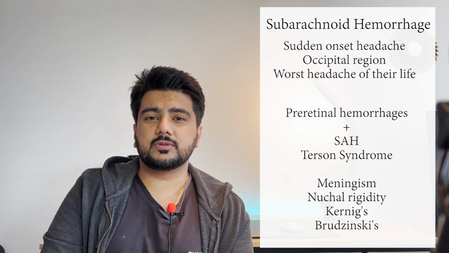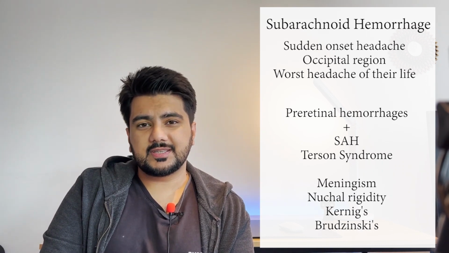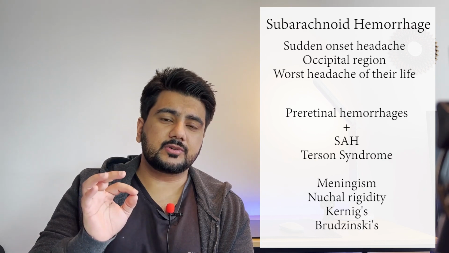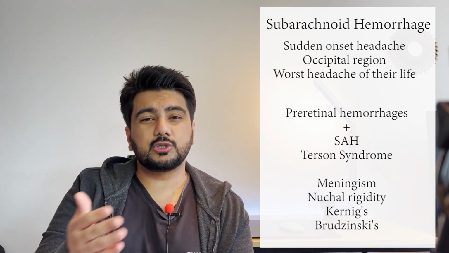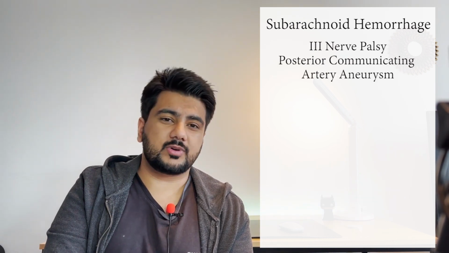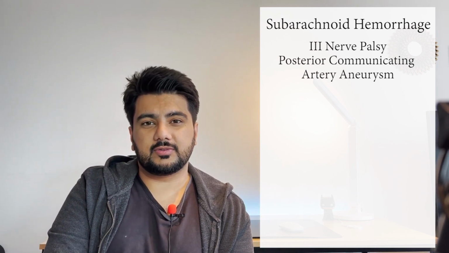Of course, you will also look for signs of meningeal irritation, nuchal rigidity, Brudzinski sign, and Kernig sign as part of the examination. Don't forget to do a cranial nerve examination, because cranial nerve neuropathies can help you locate the aneurysm in the brain. An example would be Horner syndrome presentation, which is usually because of a posterior communicating artery aneurysm.